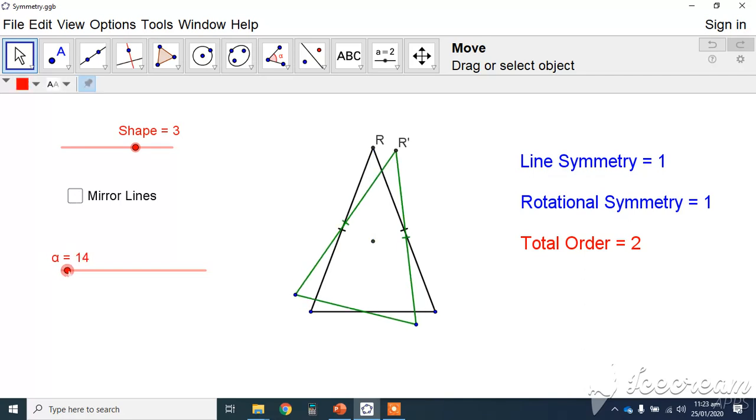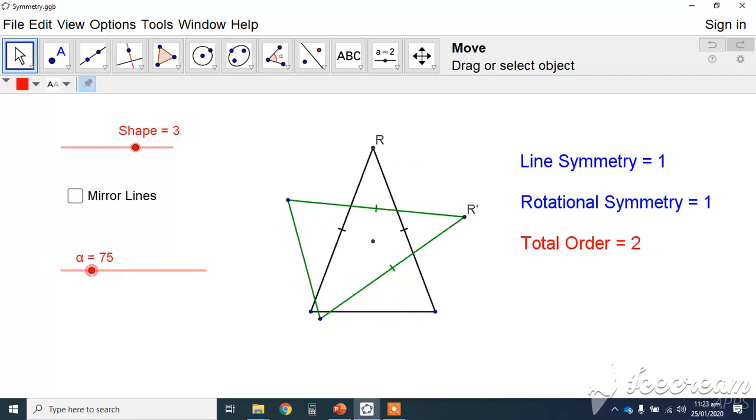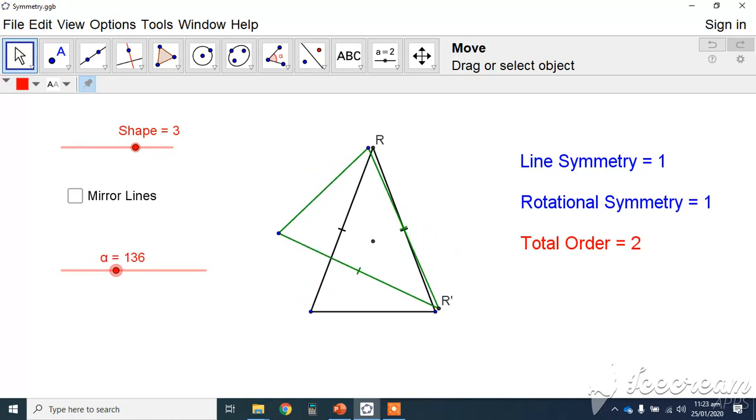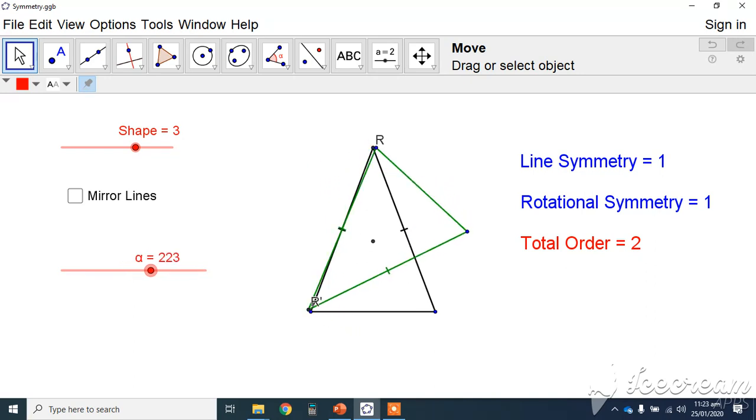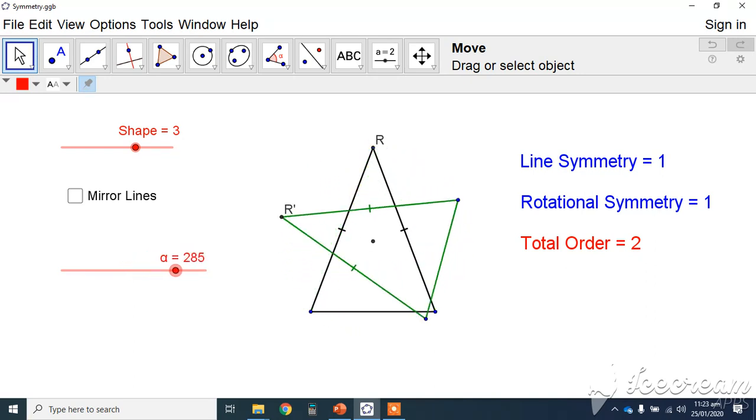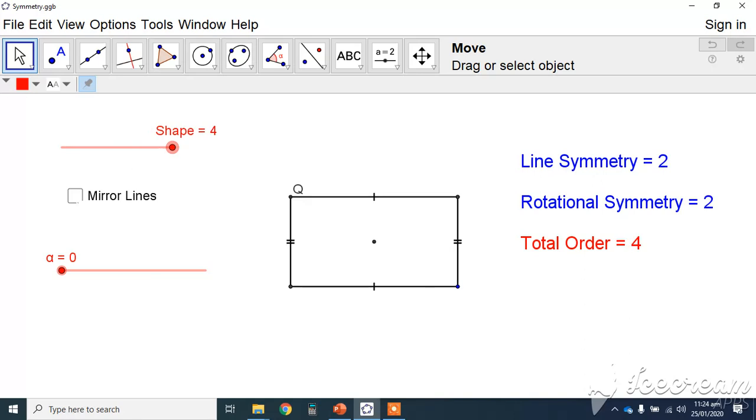Now, let's do our rotation. Keep an eye on point R. When we get around to this point here, it doesn't look the same. When it's upside down, no. When it gets to here, it doesn't look the same. The only point it looks the same is back at the start, which means it's got a rotational symmetry of just 1. So the line symmetry is 1, the rotational symmetry is 1, the total order of symmetry is 2 for that shape.